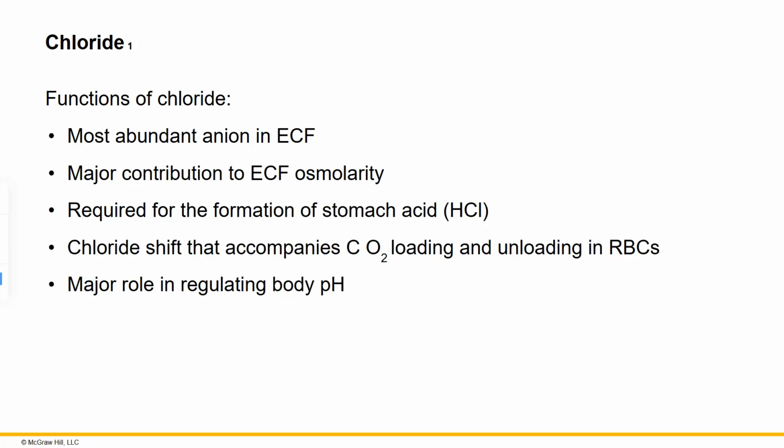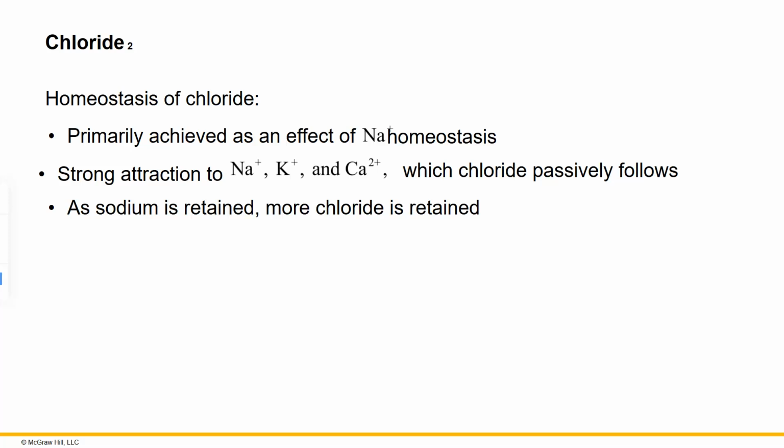Chloride, most abundant anion in the extracellular fluid. Major contribution to extracellular fluid osmolarity. Required for the formation of stomach acid. Chloride shift accompanies carbon dioxide loading and unloading in the red blood cells. Major role in regulating body pH.